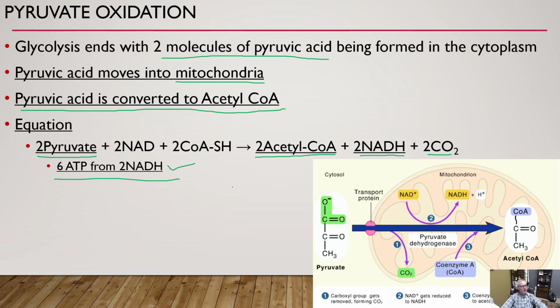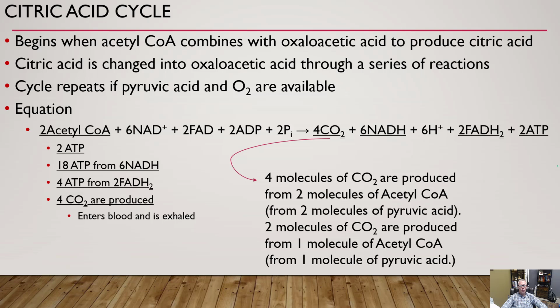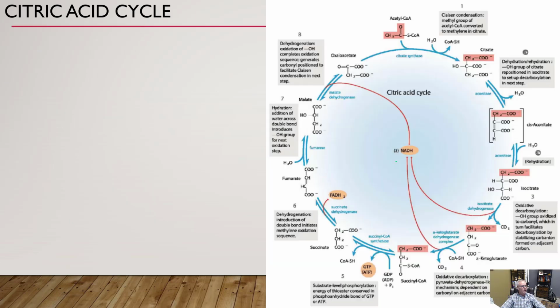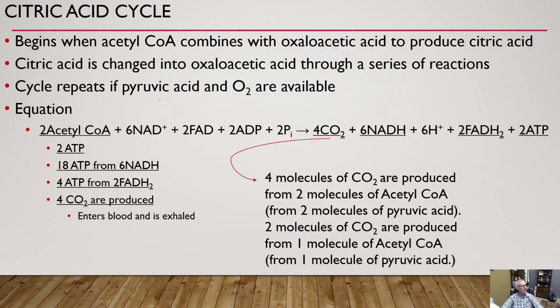All right, so from there, we enter the citric acid cycle, or the Krebs cycle. Our acetyl-CoA combines with a compound called oxaloacetate to produce citric acid. We really don't need to know the details of how citric acid changes back to oxaloacetate through a series of reactions. Remember that the citric acid cycle is cyclical. We can see that here. It'll keep going around and around. Acetyl-CoA enters the cycle, and eventually the final product is oxaloacetate. It's going to repeat itself if we have enough pyruvic acid or pyruvate and oxygen. Remember, it's an aerobic process.